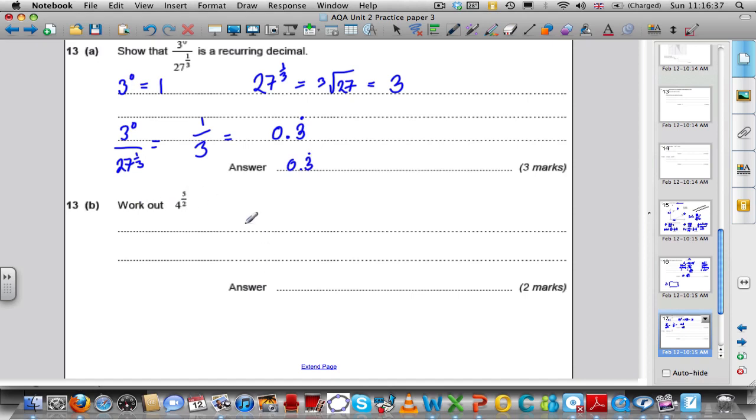Work out 4 to the 5 over 2. I've shown you in previous videos that what I think you should do is write the 4 to the unit fraction 1 over 2 and raise that all to the power of 5. So write this as a unit fraction and take the 5 outside the brackets. What does 4 to the half mean? Well, it means the square root of 4, all to the power of 5. The square root of 4 is 2, so that's 2 to the power of 5, and 2 times 2 times 2 times 2 times 2 is equal to 32.